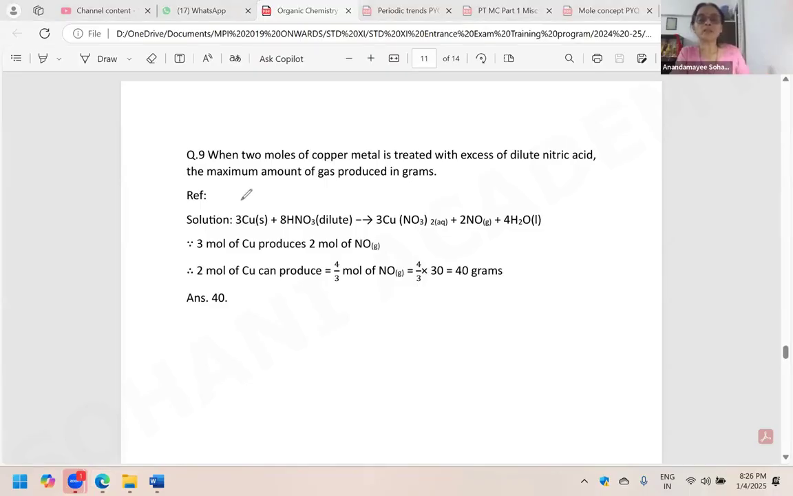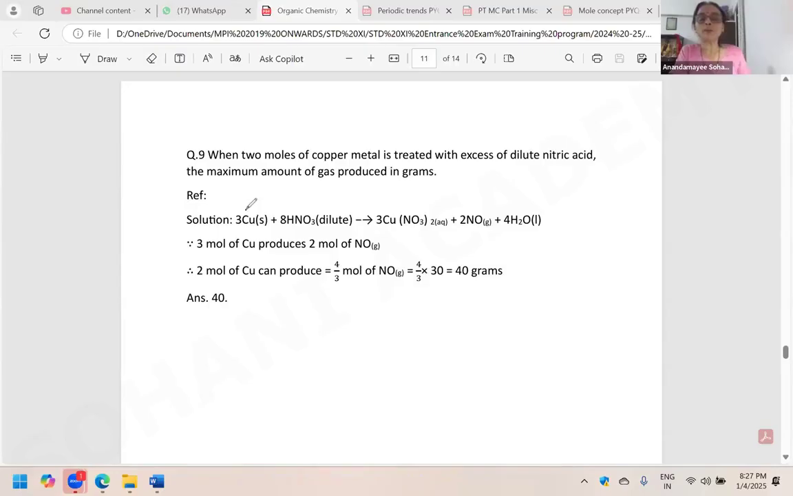Naturally, in this reaction, 3 moles of copper react with 8 moles of HNO3, is what the balancing tells. So if 2 moles of copper is reacting, it will react with 8 into 2 by 3, that is 4 by 3 moles. Oh, sorry, they are asking about NO. Very sorry.